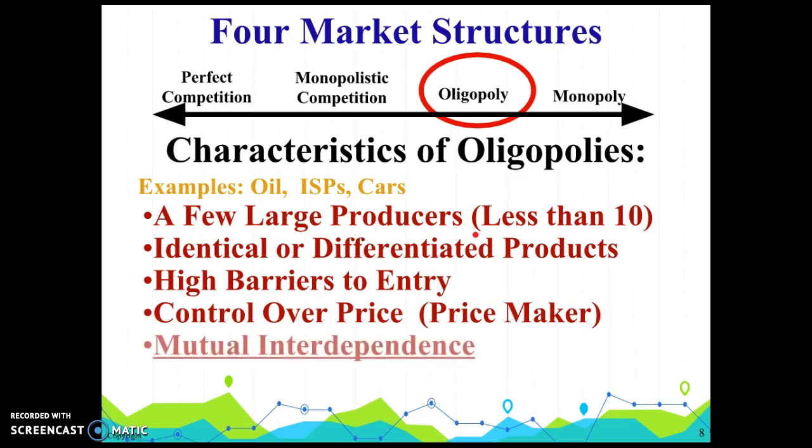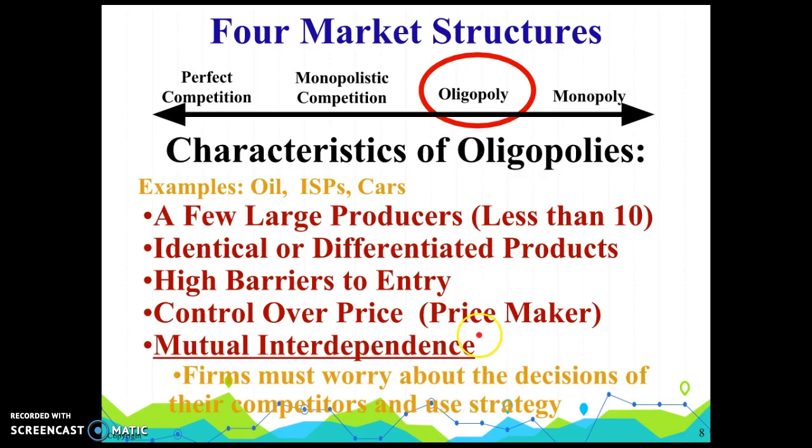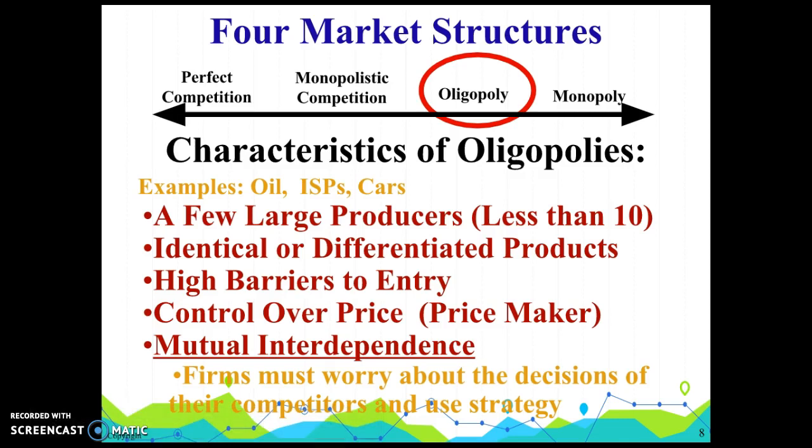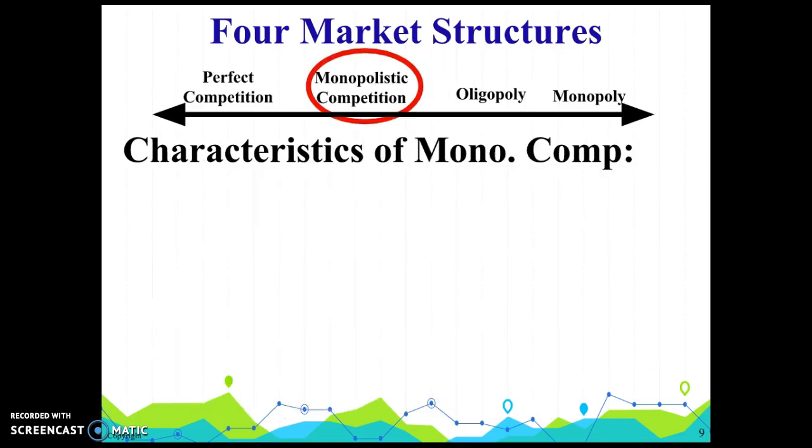And they have a large control over price. Not total control like in monopoly, but they still have large control. And they have this thing called mutual interdependence. So they have to worry about what the other guy does. Like a gasoline company that's on the corner of an intersection, they have to worry about what the other gasoline companies are charging for a gallon of regular gas that day.